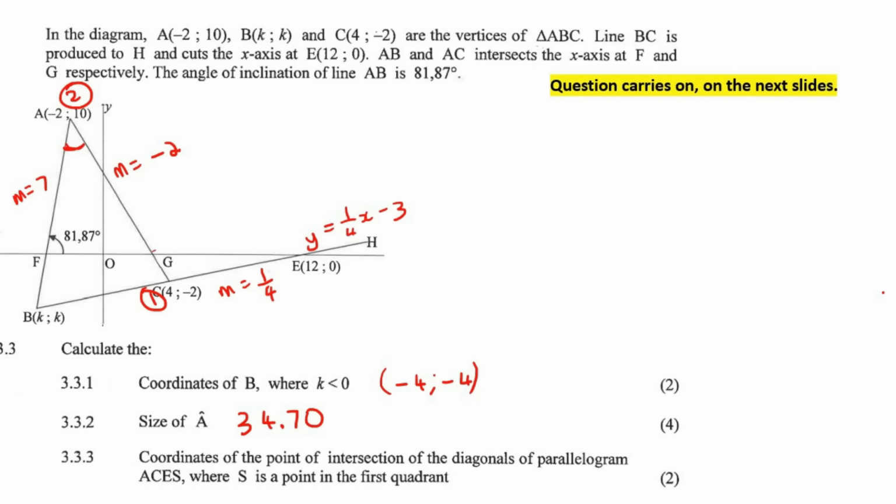Moving on to the next question. It says find the coordinates of the point of intersection of the diagonals of the parallelogram ACES, where S is a point in the first quadrant. So ACES, okay. So it would go A to C, then to E, and then S would have to be somewhere over here. That would make some type of parallelogram shape.